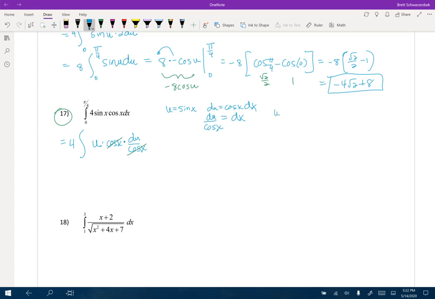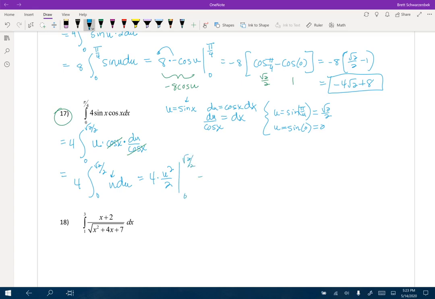So our limits are going to be u equals the sine, so here, the sine of pi over 4, if we plug in x, is root 2 over 2. And if we do the sine of 0, we get just 0. So our new limits are 0 and root 2 over 2. If we move on to the next step and rewrite this, we're going to get just u du sitting right here. We can then integrate, so we're going to get 4 times u squared over 2 when we integrate our u. We're going to evaluate that from root 2 over 2 to 0.